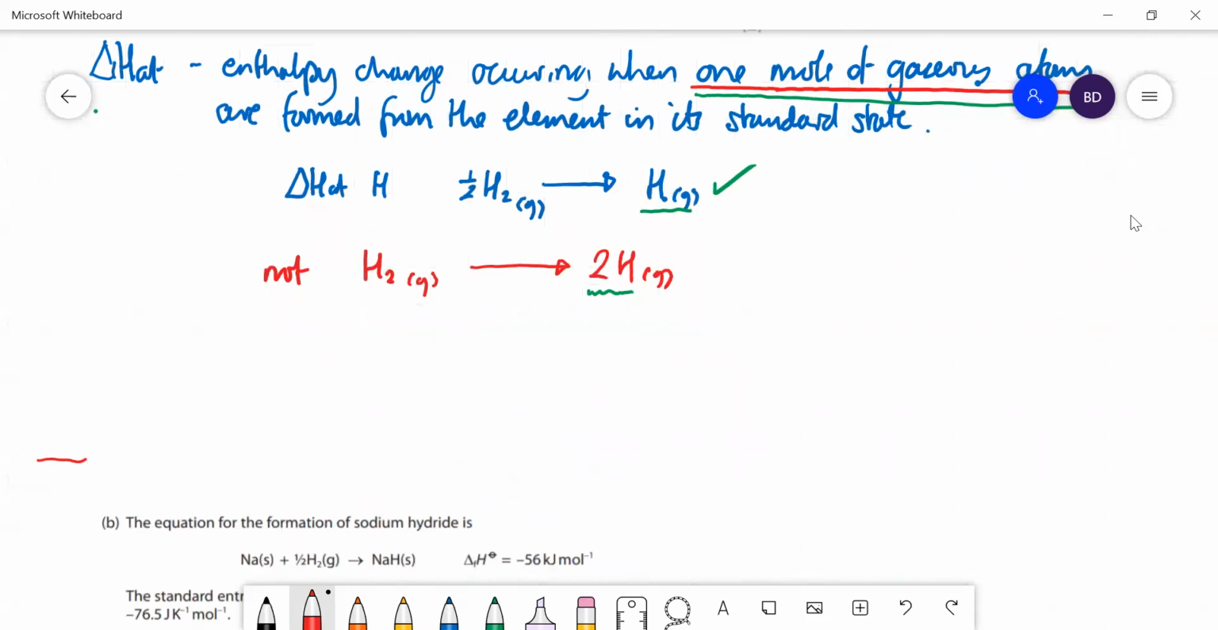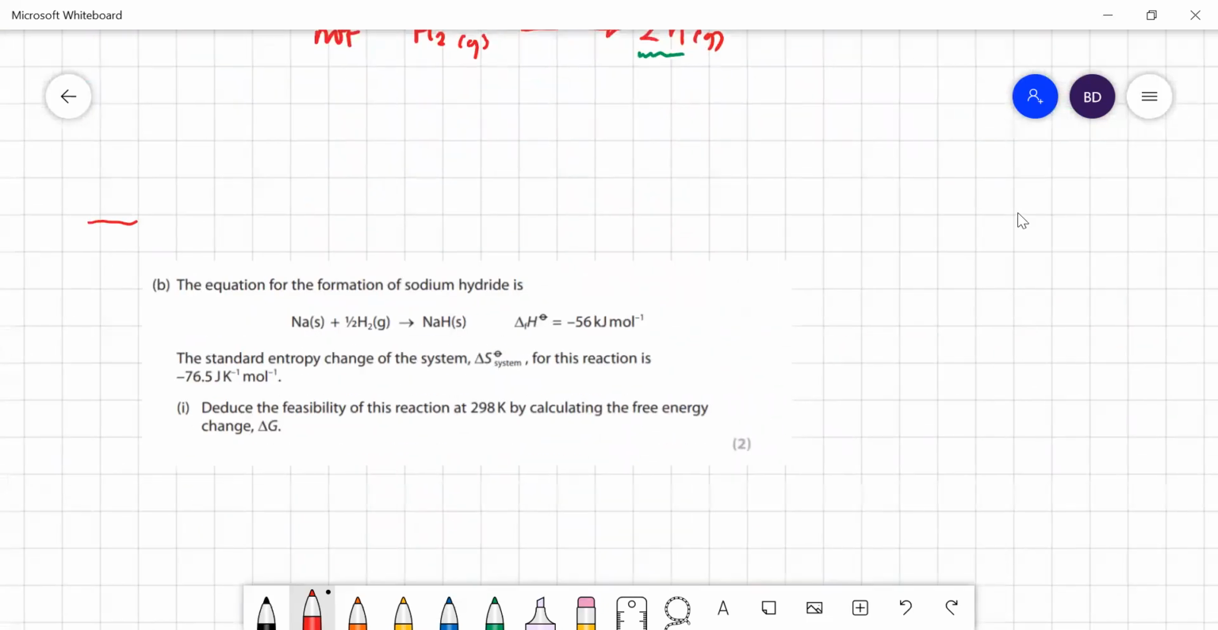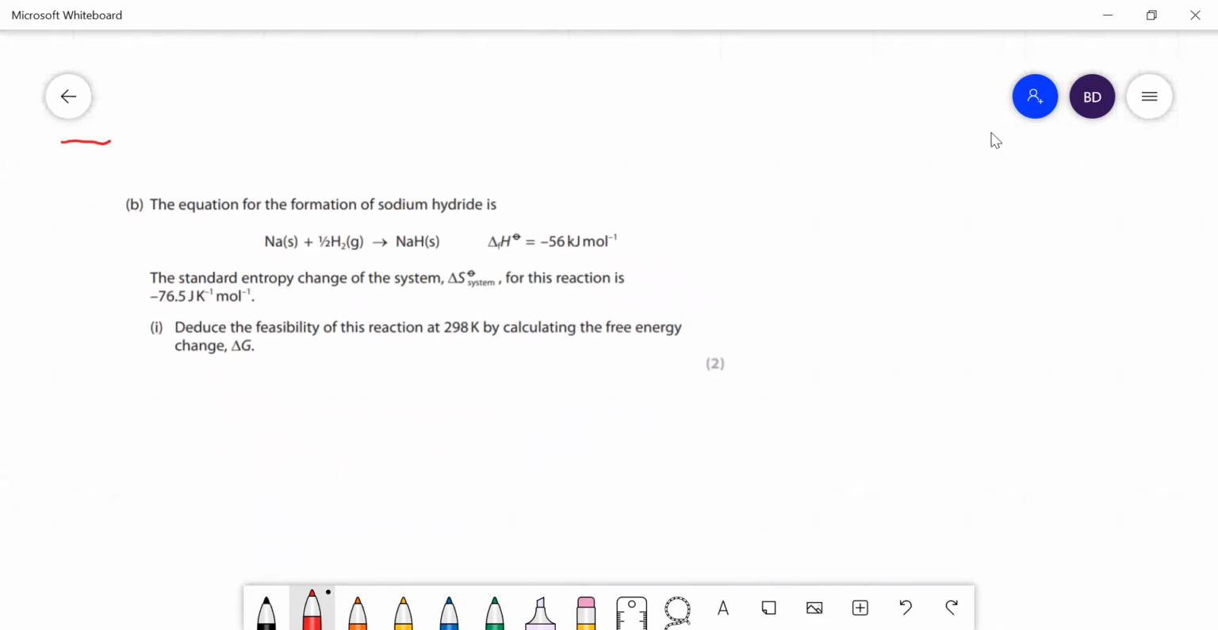Right, next one. The equation for the formation of sodium hydride is that. They give us the entropy change, delta S, and we've got to work out delta G. So we need to know that equation, which is, of course, delta G, and we've got to work out if it's feasible. It's feasible if delta G is negative, and delta G is equal to delta H minus T delta S. What you've got to be careful with here is that the units of delta S are joules per Kelvin per mole, whereas delta H is in kilojoules per mole. So you've got to convert.